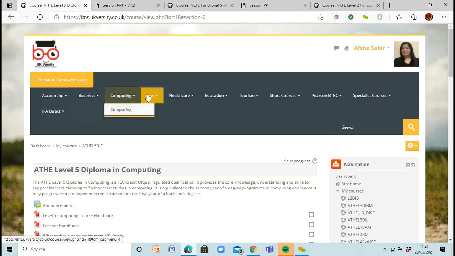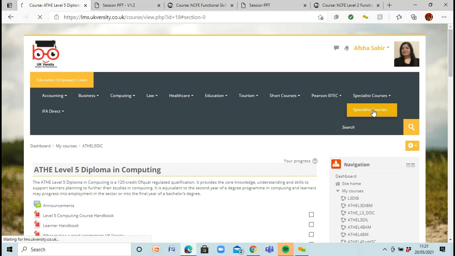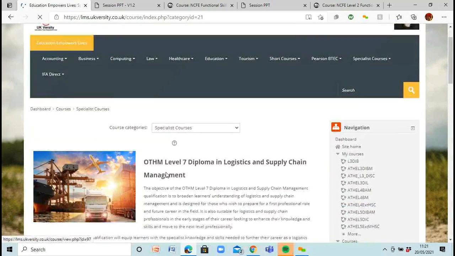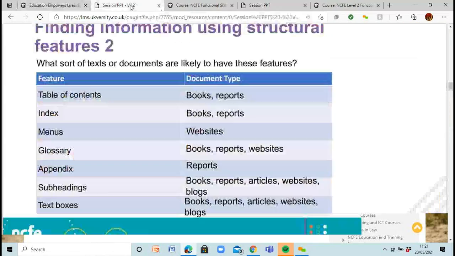Here is a list of menus. You've got all these tabs at the top. If I was to click on one of them, I'm going to click on specialist courses, and under it will be a whole menu of courses that I can click into and see what I want to do. That is what I mean when I'm talking about menus.